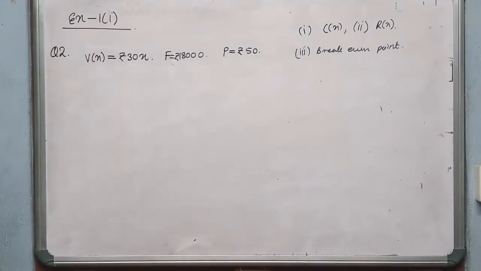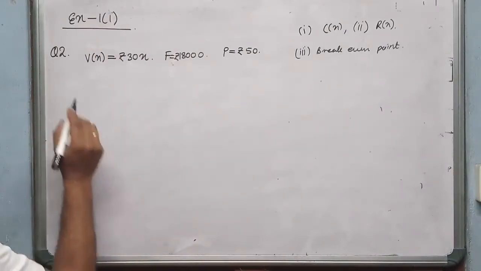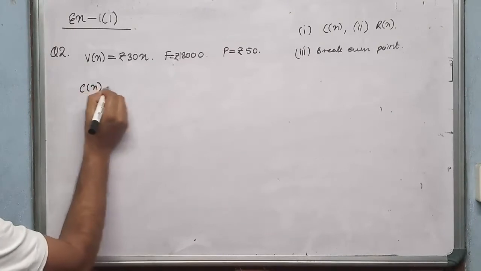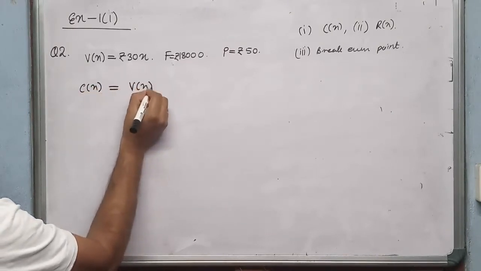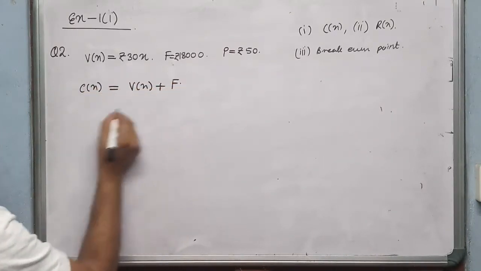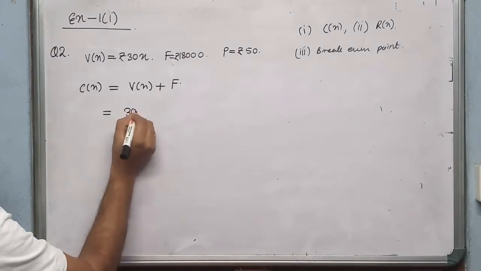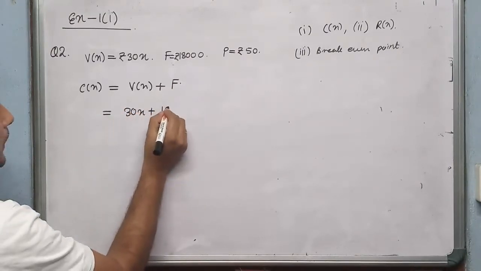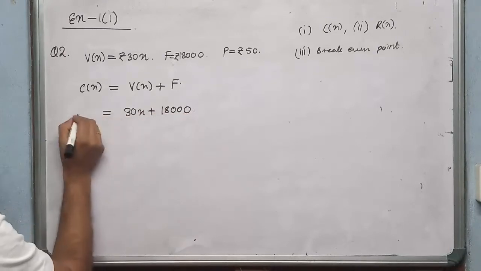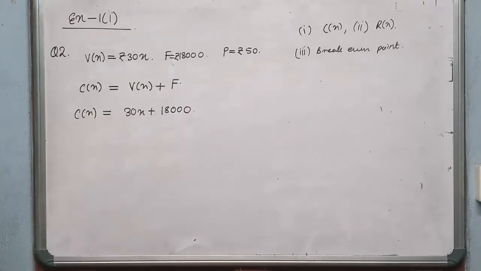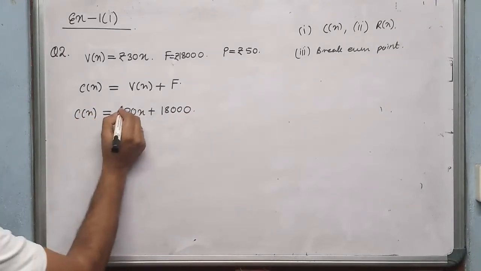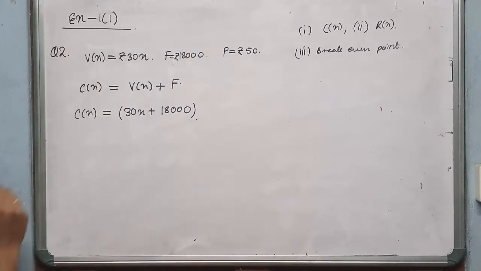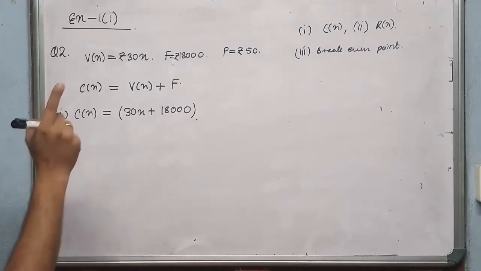Now what are the things that you have to calculate? The cost function. The cost function is given by variable cost plus fixed cost. And the variable cost is 30 into X plus fixed cost is 18,000. This is the cost function. This one is the cost function. First answer. Next is revenue.